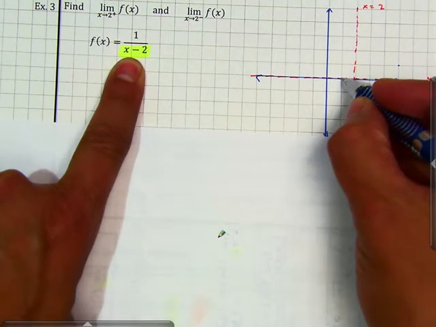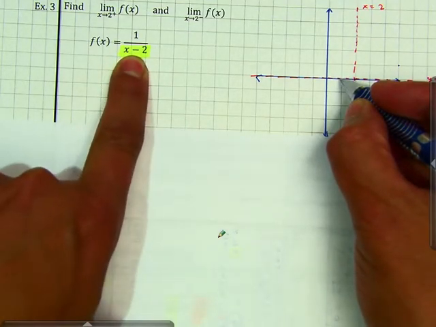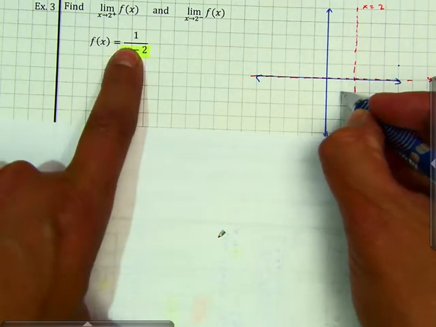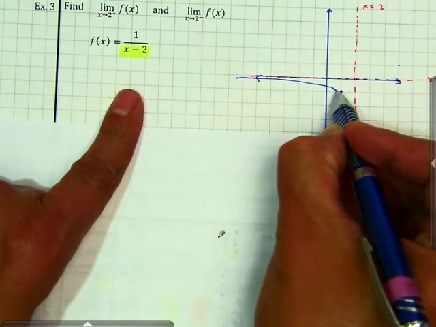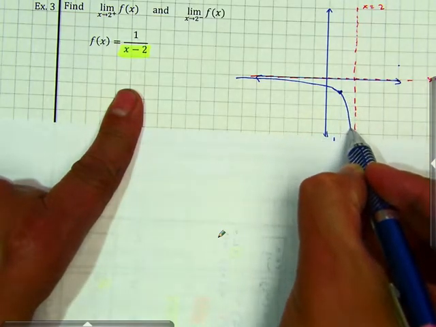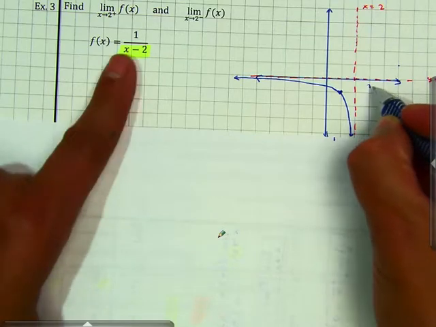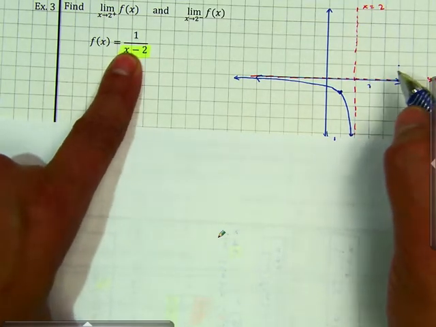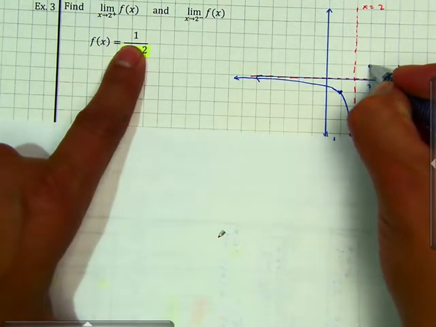So if I plug in a 1, 1 minus 2 is negative 1. So it gives me 1 divided by negative 1, which is negative 1. And I can just graph it. That's what we did back in chapter 2. And if I plug in a 3, 3 minus 2 is positive 1. 1 divided by 1 is 1. And I can graph it.